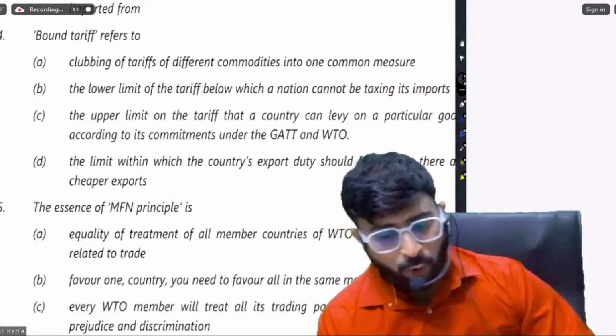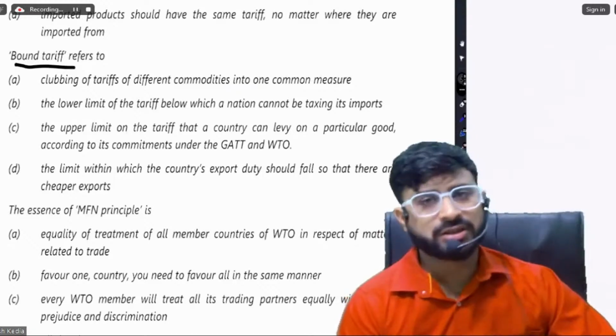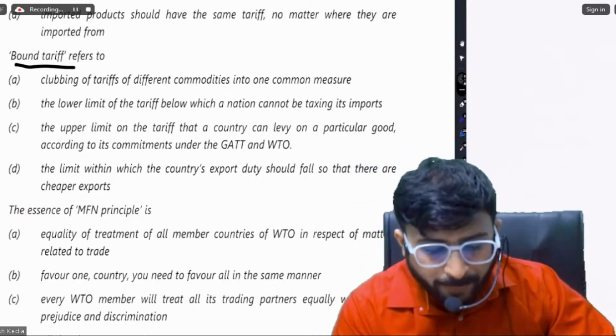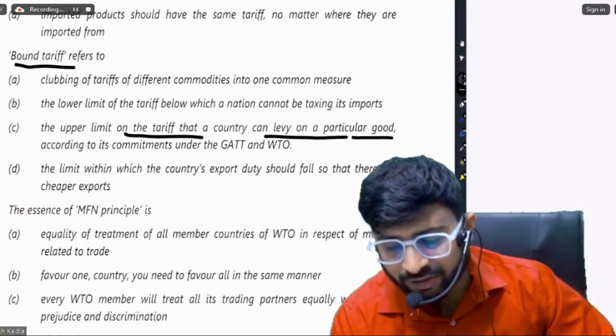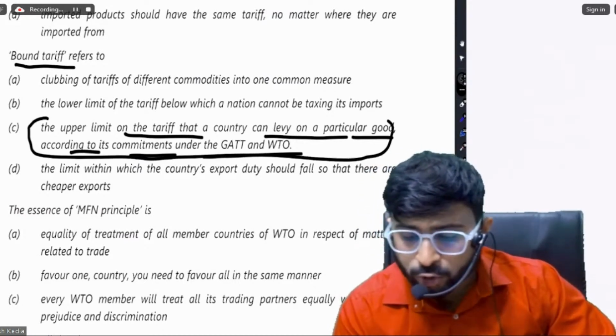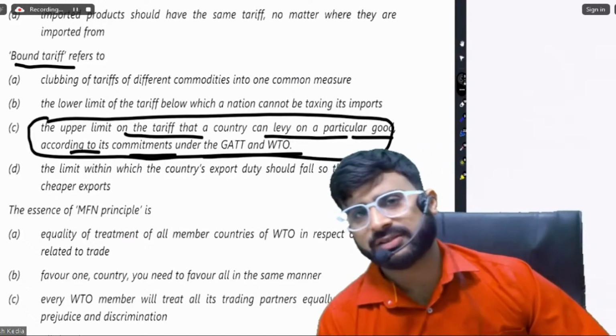Yes. Bound tariff, we have discussed. Upper limit on the tariff that a country can levy on a particular good according to its commitment under the GATT and WTO. So above this bound tariff, you cannot raise the taxes.